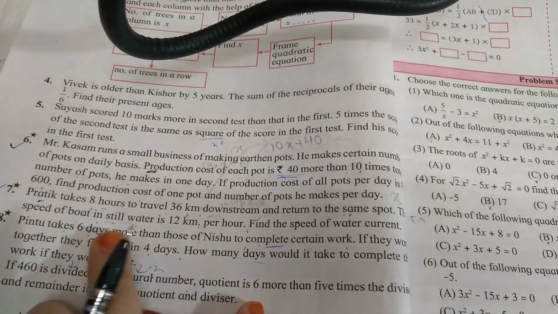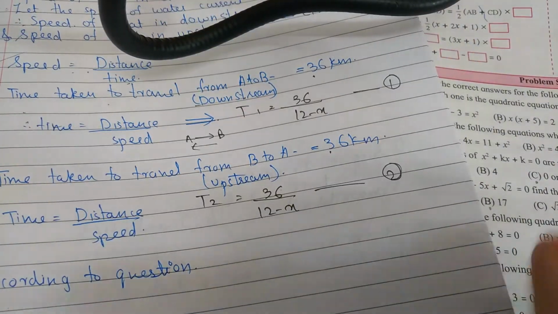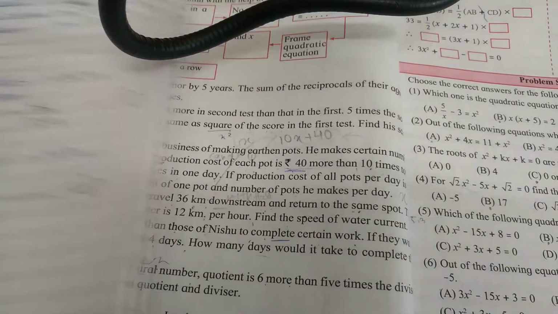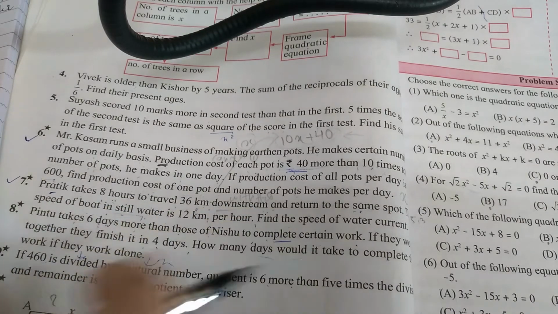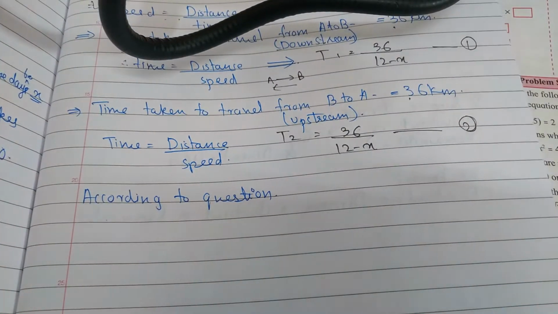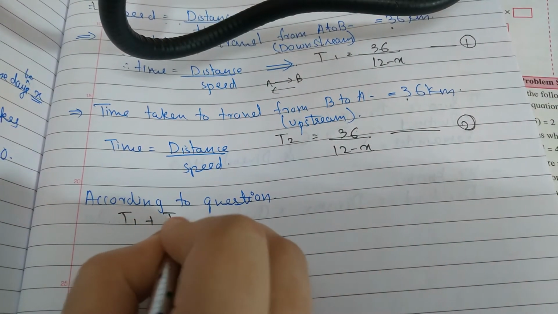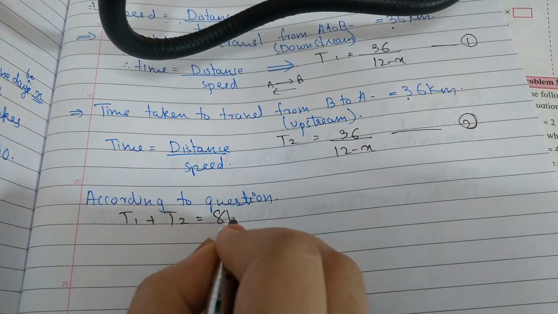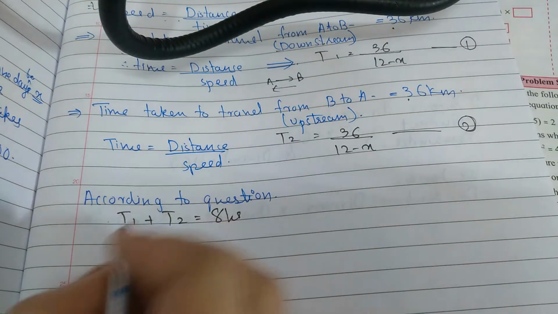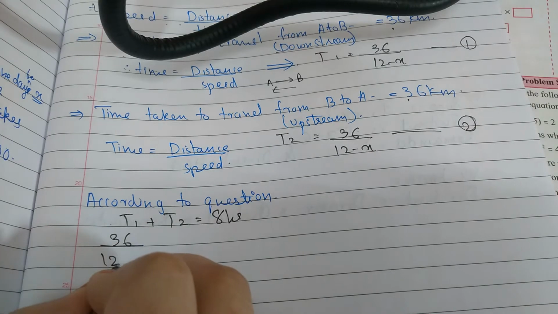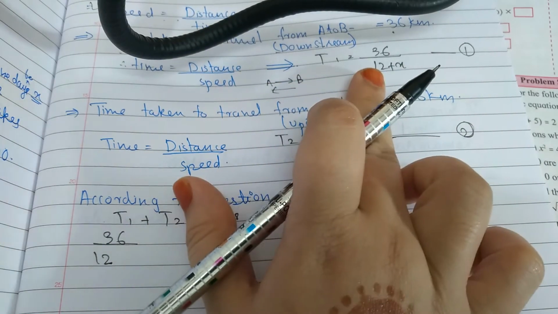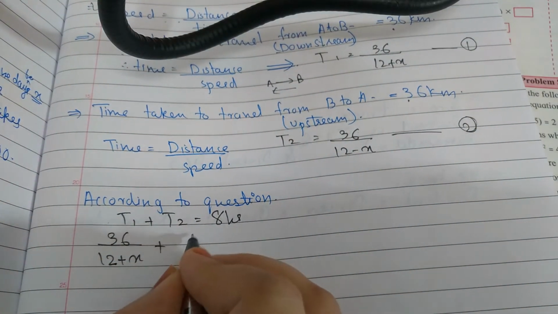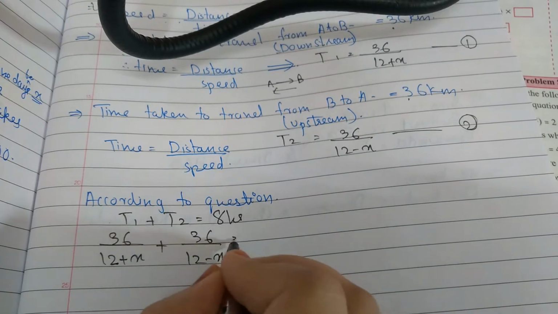Now according to the question, Pratik takes 8 hours to travel 36 kilometers downstream and return, that means upstream plus downstream is equal to 8 hours. That means T1 plus T2 is equal to 8 hours. So we will put the values of T1 and T2. T1 value is 36 upon 12 plus x, for downstream it is 12 plus x, and for upstream it is 36 upon 12 minus x is equal to 8.